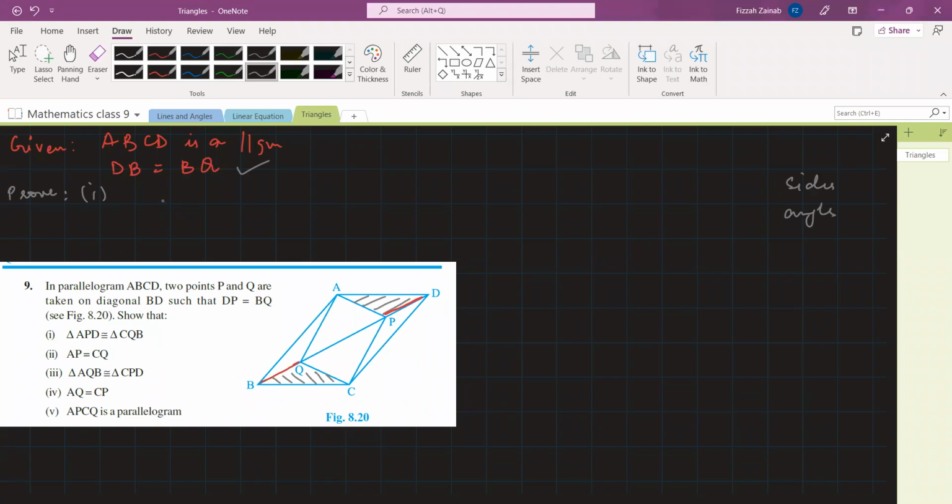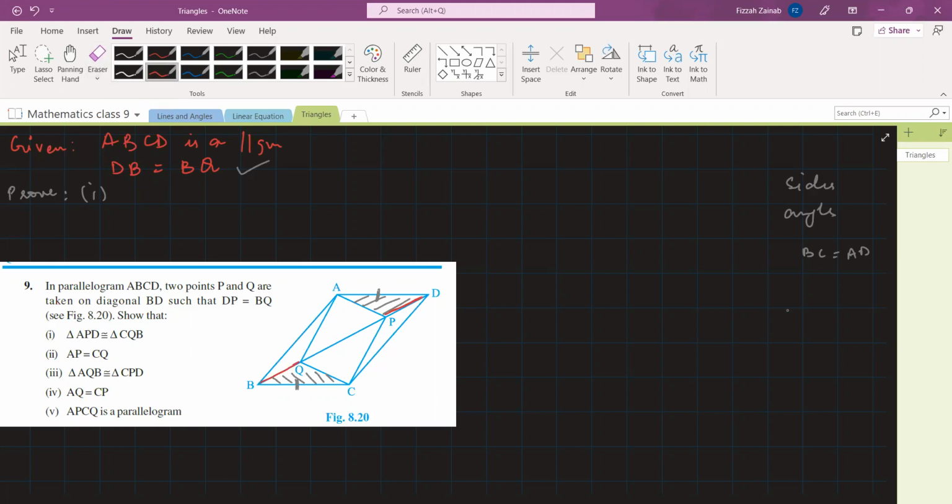And also because ABCD is a parallelogram, the opposite sides will be equal. So I can say BC is equal to AD. I mean, this side BC will be equal to AD because ABCD is a parallelogram. Now the third side, QC and AP. No relation is given. So you have to look at some angle.